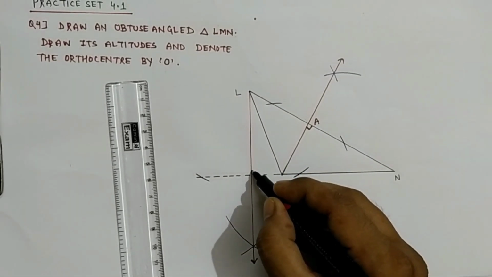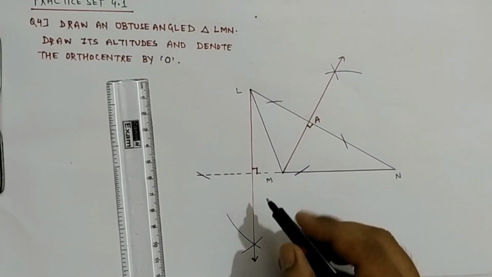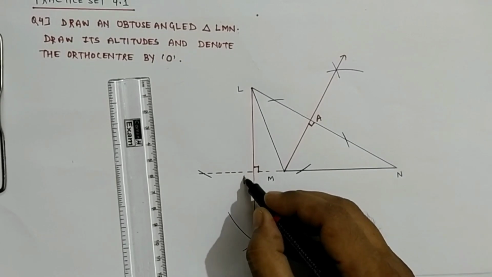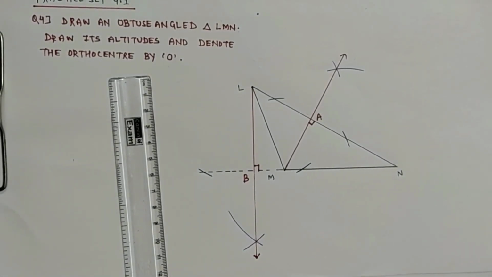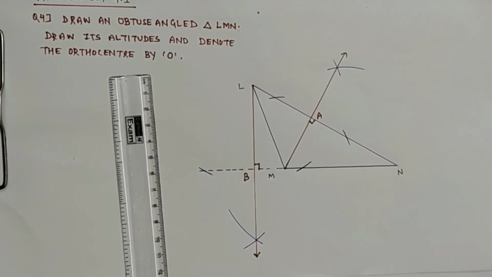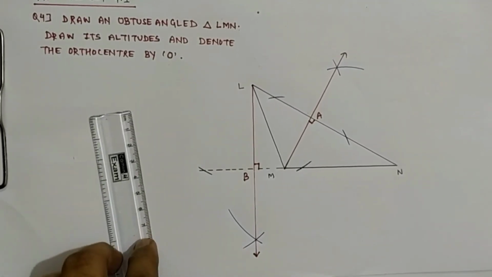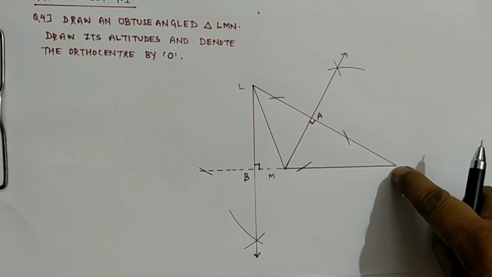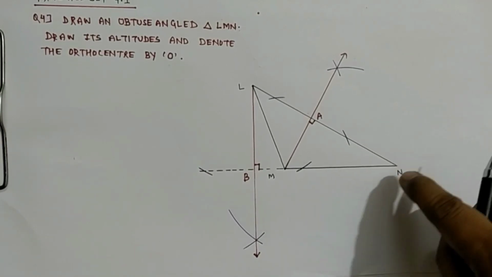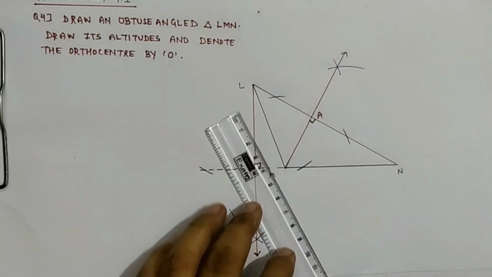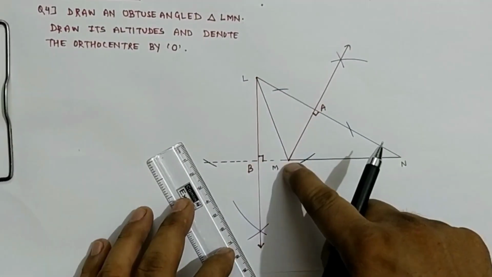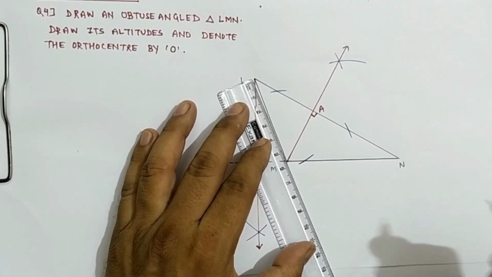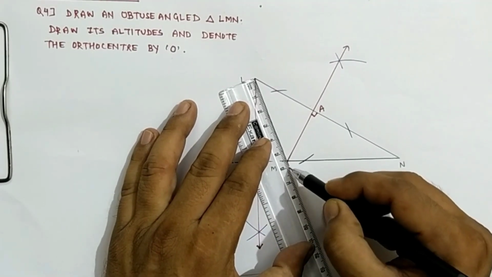Make 90-degree symbol here. So this is point B. And now students, next from this point N we have to draw perpendicular. So for that we have to extend this opposite side. For this N, opposite side is LM, which we have to extend. Okay, we have to extend this.